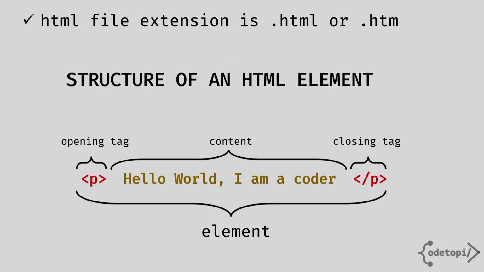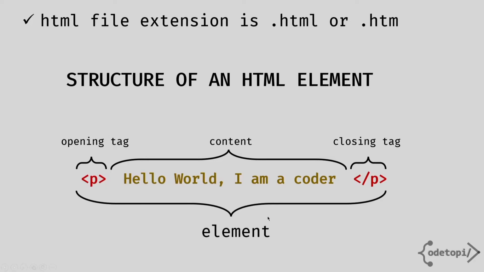Okay, so the file extension for HTML is .html or .htm. Now, file extensions show us the type of file we are dealing with. So if you are dealing with a .mp3 file, it should tell you that you are dealing with a song, or you are about to play a song. If you see a .mp4 extension, it should tell you that you are dealing with a video file. So the file extension for HTML documents is .html or .htm. Now below is a structure of an HTML element.